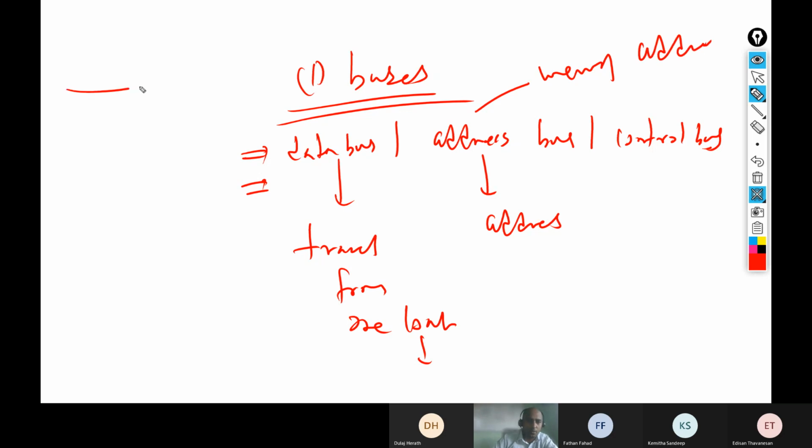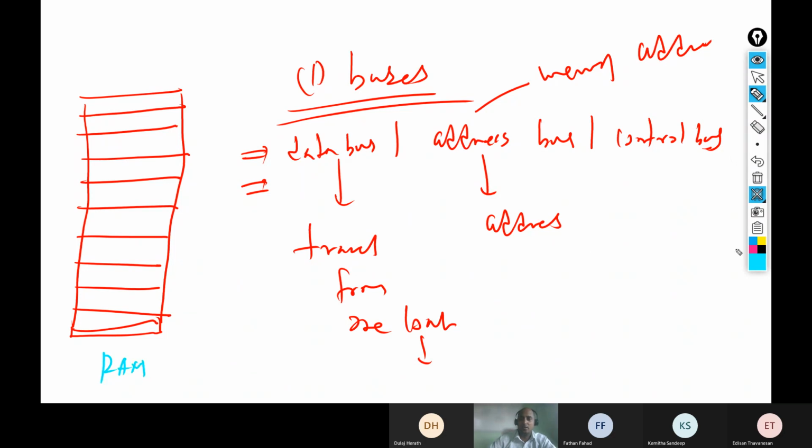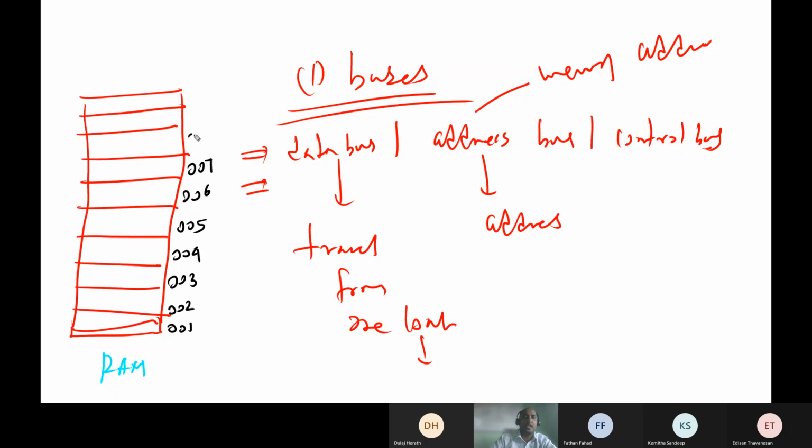This is an important thing. I will draw the memory. Sorry, my drawing is careless, but I have done art. Here, RAM, random access memory. We have addresses. I will put the numbers 001, 002, 003, 004, 005, 006. These are memory locations, right? We are labeling them, so we have specific memory locations. We call them a memory address. Remember that, memory address.